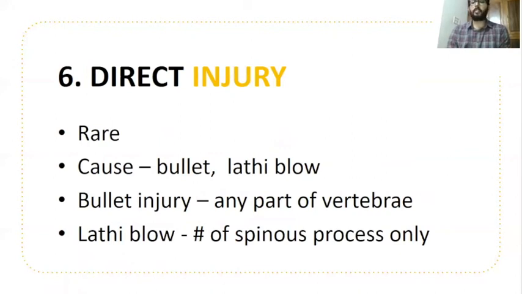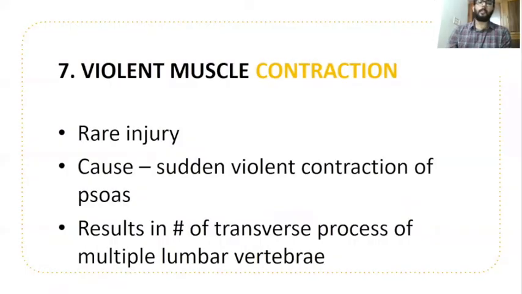Coming to direct injury, which is rare, causes include a bullet, a lathi blow, or a stab wound. A lathi blow only causes a spinous process fracture, which is a stable injury. A bullet injury depends on the site where the injury occurs. Whenever a bullet or stab wound hits the spinal cord, it becomes an unstable injury. Otherwise, it's normal.